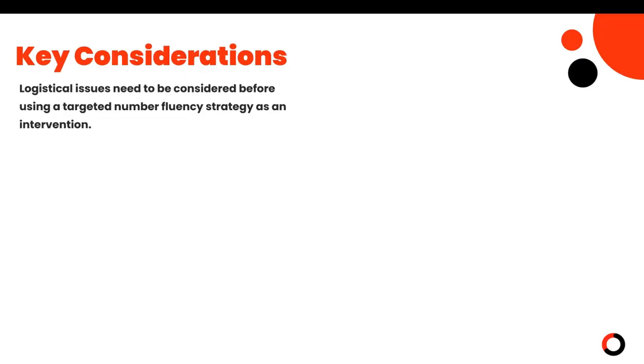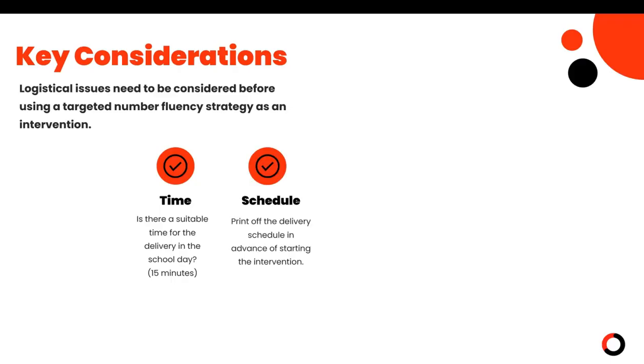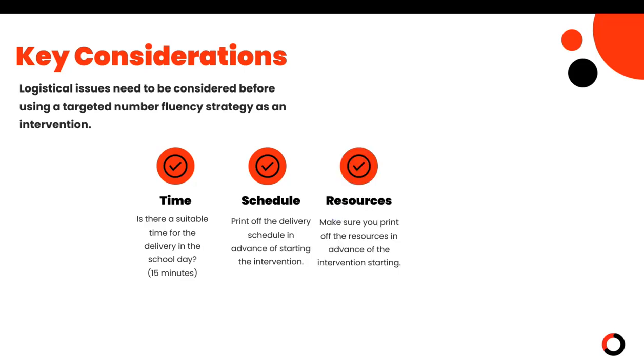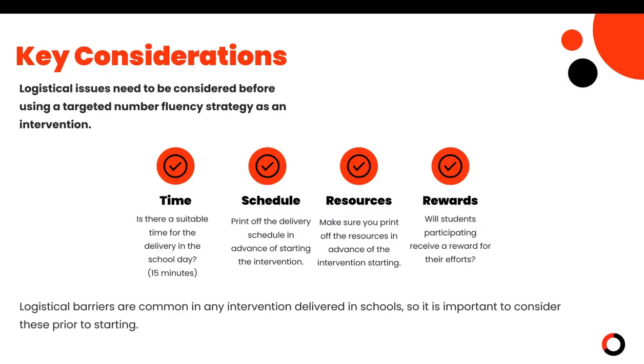So, key considerations. Logistical issues need to be considered before using a targeted number fluency strategy as an intervention. Is there a suitable time of the day for the delivery? Schedule: print off the schedule in advance. Any resource that you need to create or print off, make sure you do this in advance of the intervention starting. And will you potentially link this to rewards? Logistical barriers are common in any intervention delivered in schools, so it's important to consider these prior to starting.